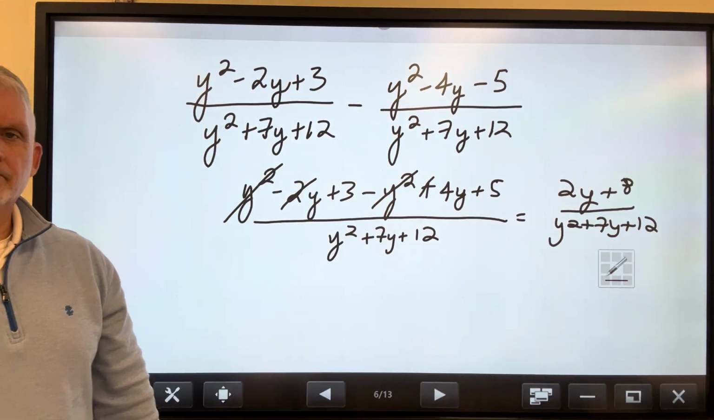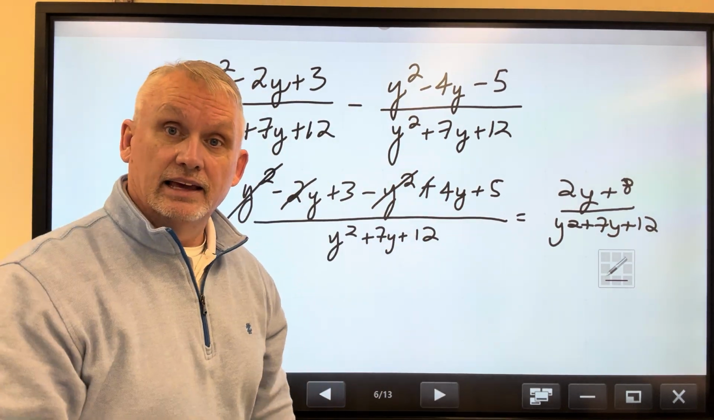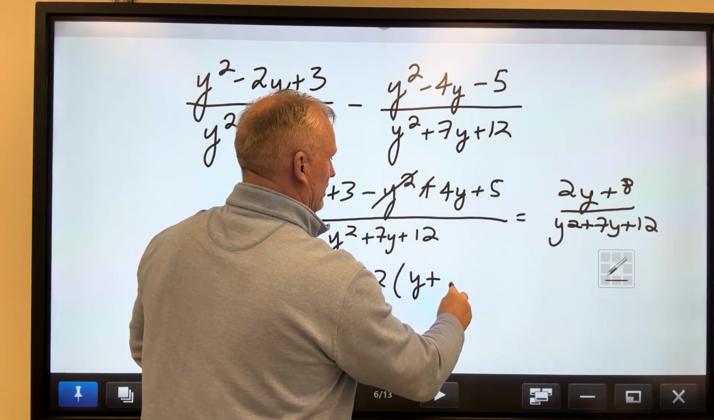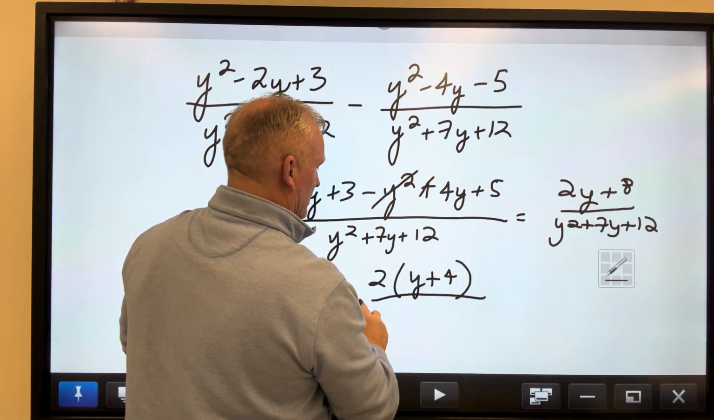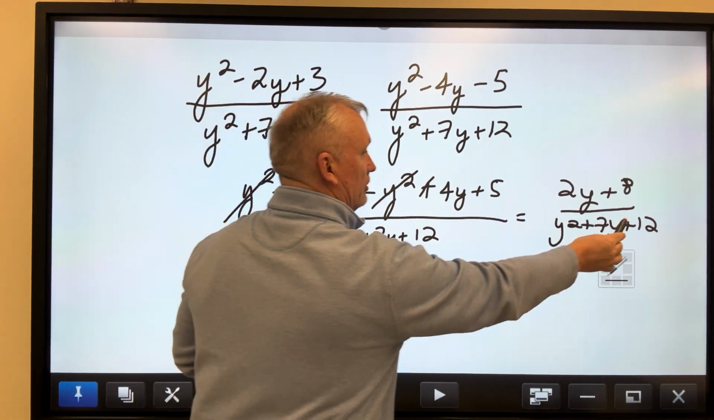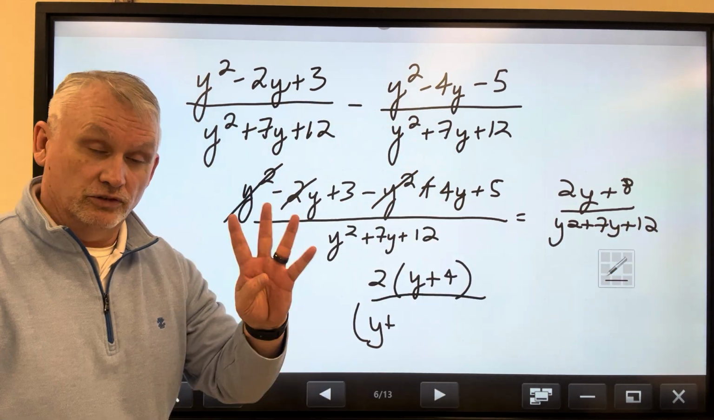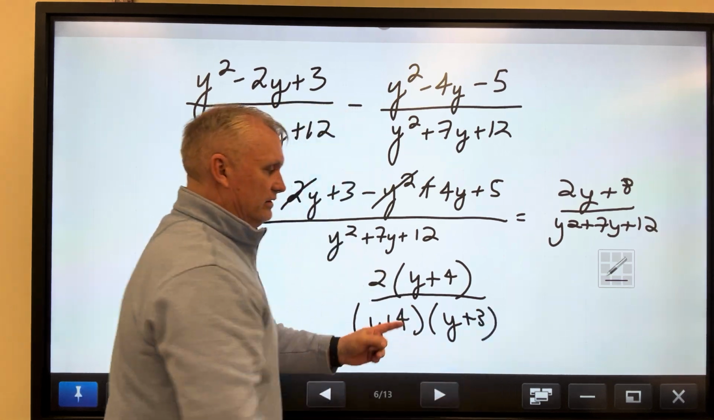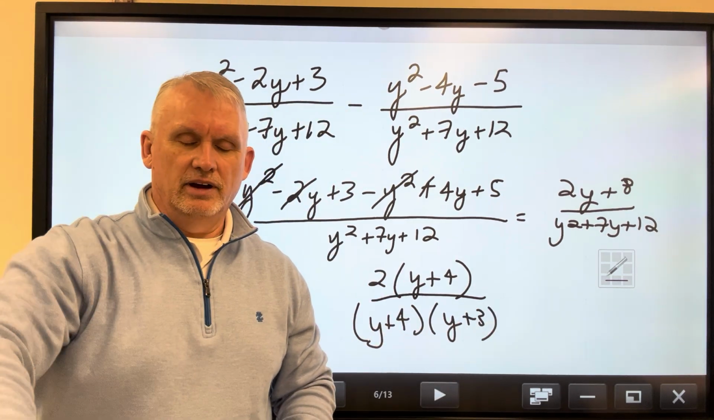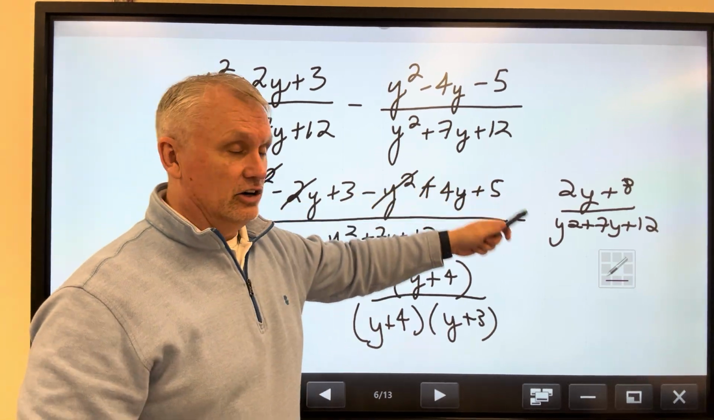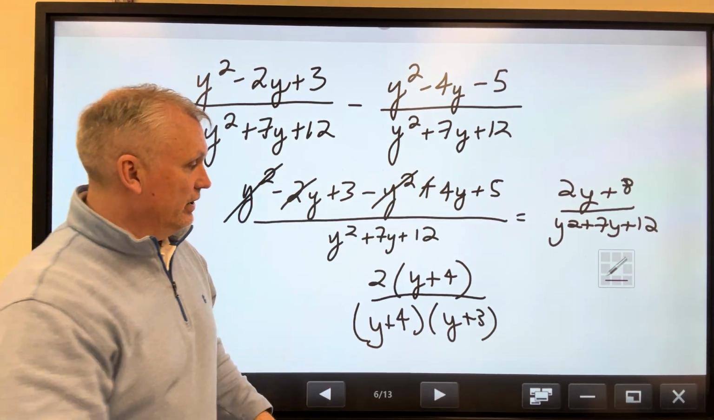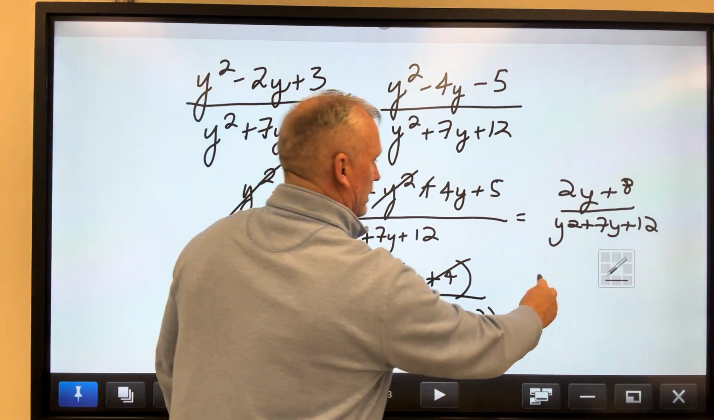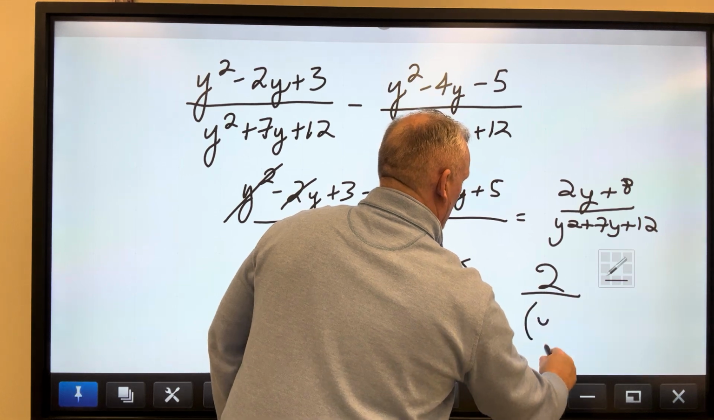Okay. Now I'm going to factor to see if there's anything that I can actually simplify. So take out a 2 on top. You're left with y plus 4. On the bottom, the factors of 12 that add up to 7, which is 4 and 3: y plus 4, y plus 3. This is the exact reason why you factor after you've combined like terms on top. You factor. Well, look what happens. Those cancel out. That's good. That's simplifying. And I'm left with the final answer of 2 over y plus 3.